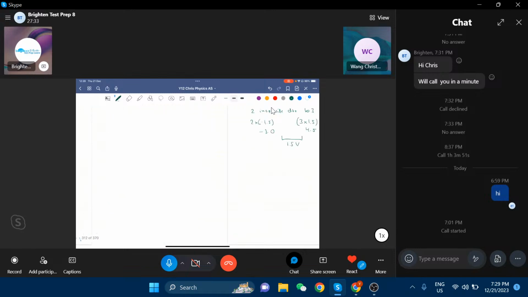It's a bit more tricky. 4 of them are positive and 1 of them is flipped. Okay. So 4 times 1.5 plus 1 times minus 1.5. Okay, so 4 the same and 1 opposite, or flipped.